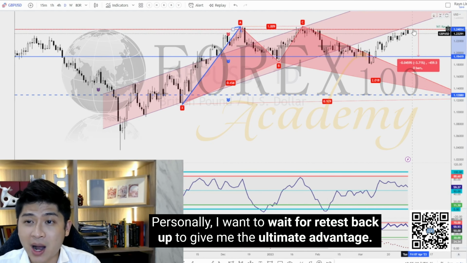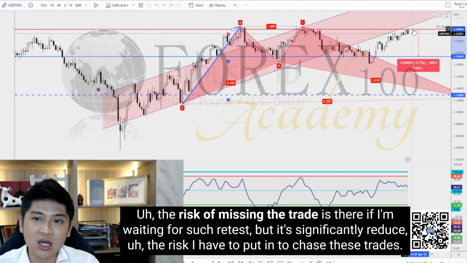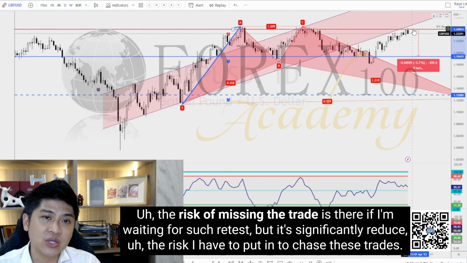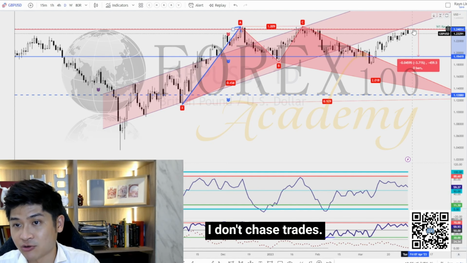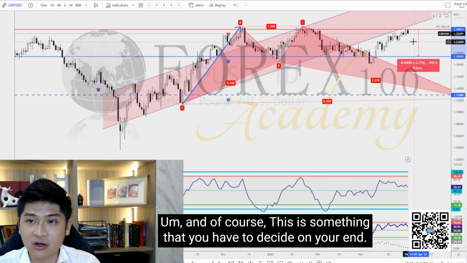Personally, I want to wait for a retest back up to give me the ultimate advantage. The risk of missing the trade is there if I'm waiting for such a retest, but it significantly reduces the risk I have to put in to chase these trades. I don't chase trades. I'd rather miss a trade than chase a trade. And of course, this is something that you have to decide on your end.